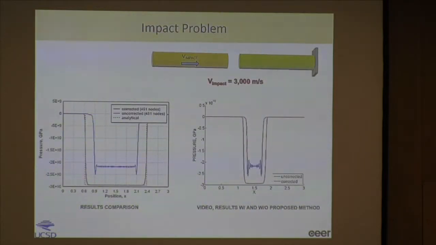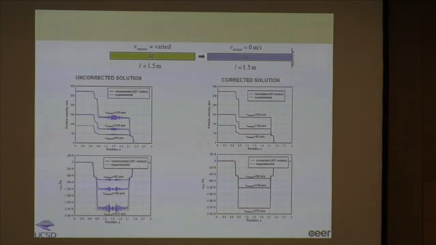Okay, so here are a few test problems. This is a case where you introduce discontinuities in the spatial field, and the comparison of the case without correction, with correction, and the analytical solution. You see the difference. The flyer plate problem is a test on shock waves, the elastic and plastic shock waves. Here are also the comparisons: on the left is without correction, and on the right is with correction, compared with experimental data, and they agree reasonably well.